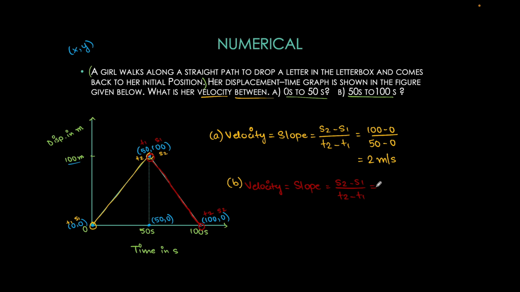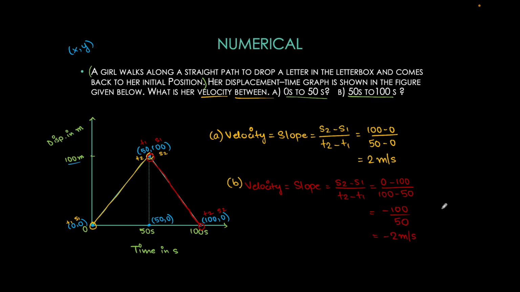As I told you, writing the coordinates makes the numerical much easier. So just put the values again. S2 is 0, S1 is 100, T2 is 100 and T1 is 50. So we basically get minus 100 divided by 50, which is equal to minus 2 meter per second.